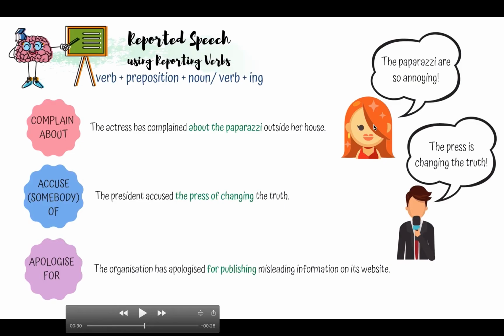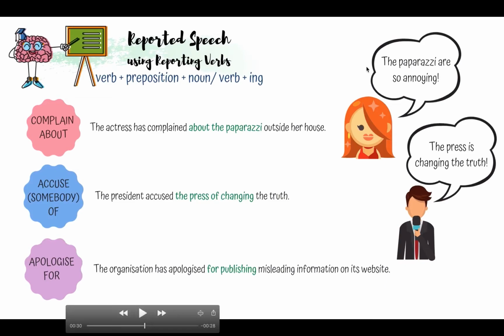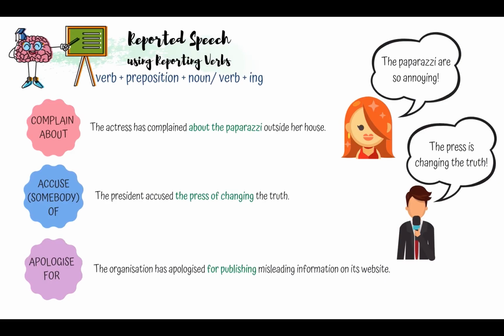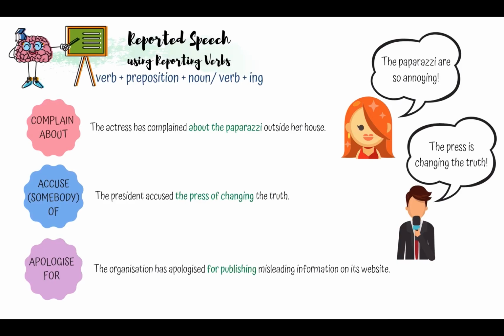Here we have a very famous celebrity. So, she has said, the paparazzi are so annoying. So, what is she doing? When you're looking at reporting verbs, or trying to think about what verb to use, you really have to think about what function the language is trying to show. So what is this celebrity doing when she says the paparazzi are so annoying? Well, she's complaining. It's a complaint.